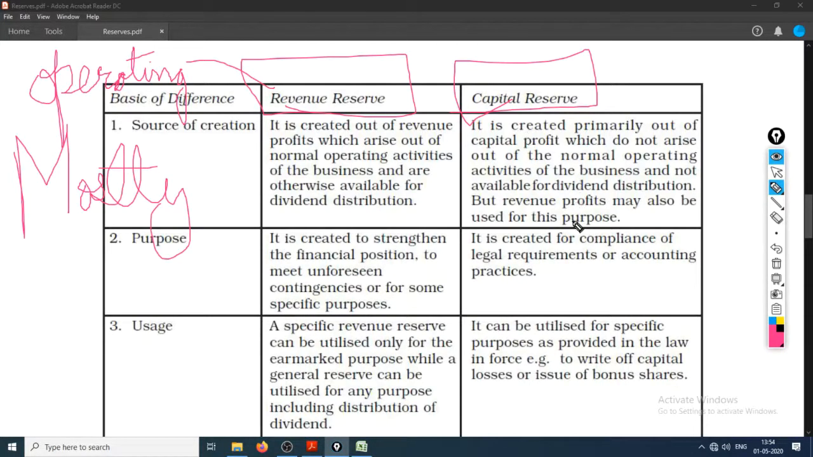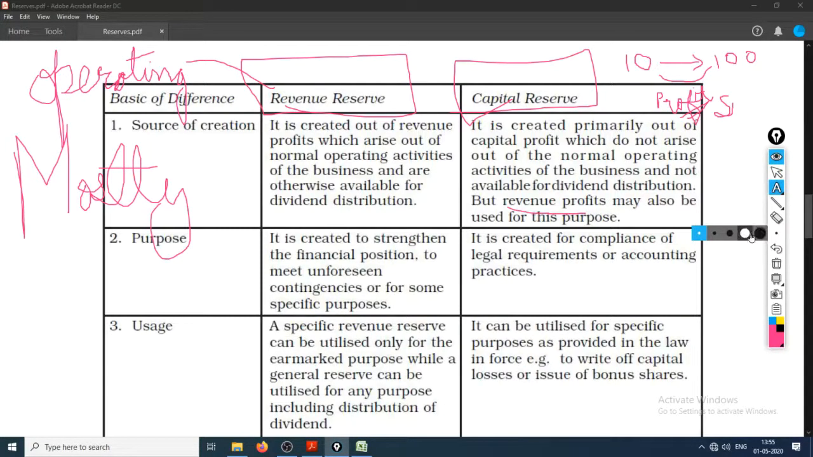So a capital reserve can be created by revenue profits, that is operating profits, but in normal cases it is not created by it. I'll give you an example of how a capital reserve is created. You have a share of rupees 10 and you have decided to sell it in the market for rupees 100. So the excess amount, that is the profit on a share, or the goodwill of a company that you are asking for every share, is known as security premium.